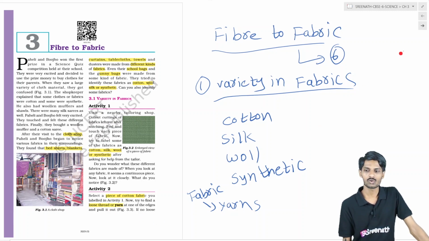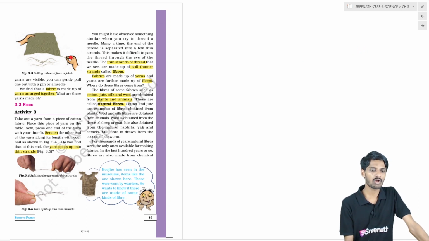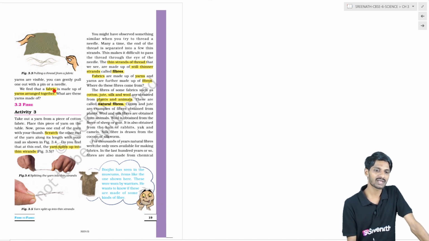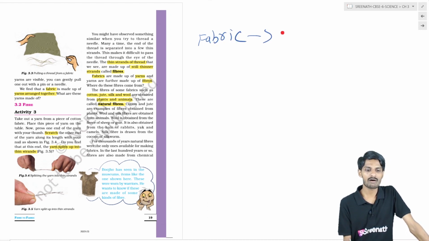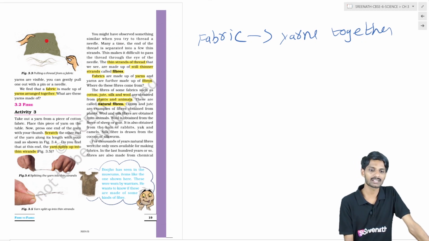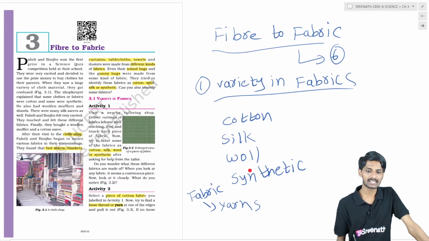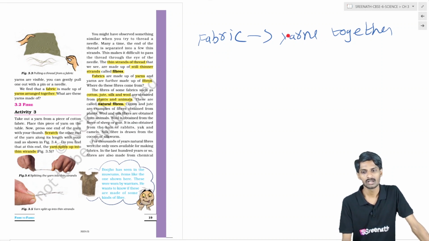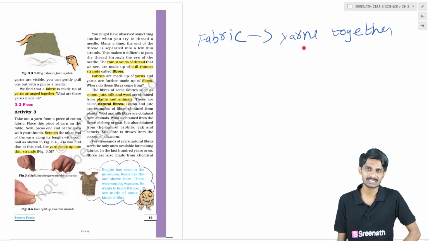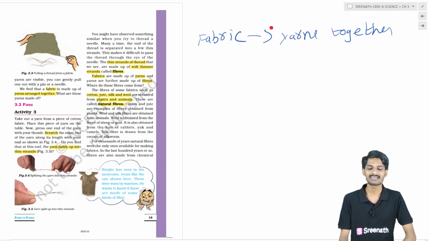Okay, students, this is the cloth, and you have to try to pull loose one of the yarns or long threads from the fabric. Finally, what we have understood is that fabric is made up of yarns together. Fabric is nothing but yarns together. So many yarns together is called fabric. The varieties of fabrics are cotton, silk, wool, and synthetic fabrics, and each fabric is a collection of many yarns clubbed together.